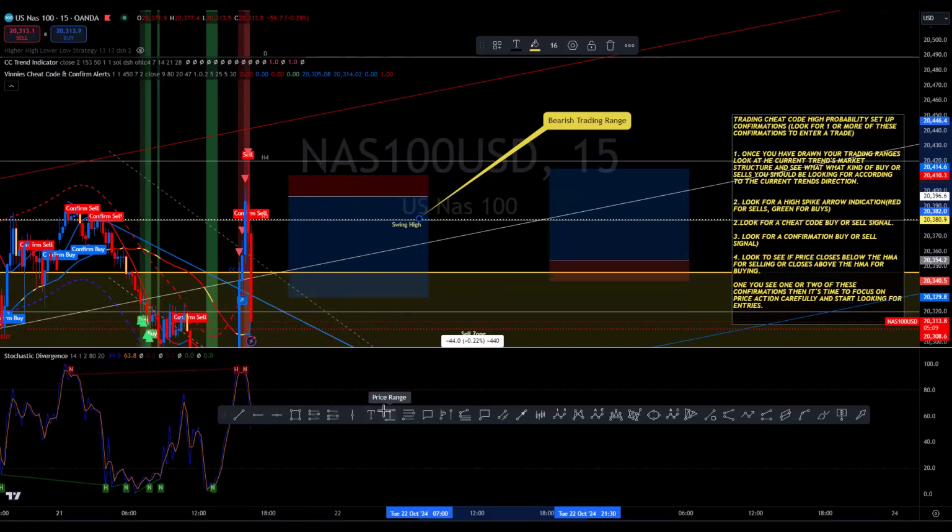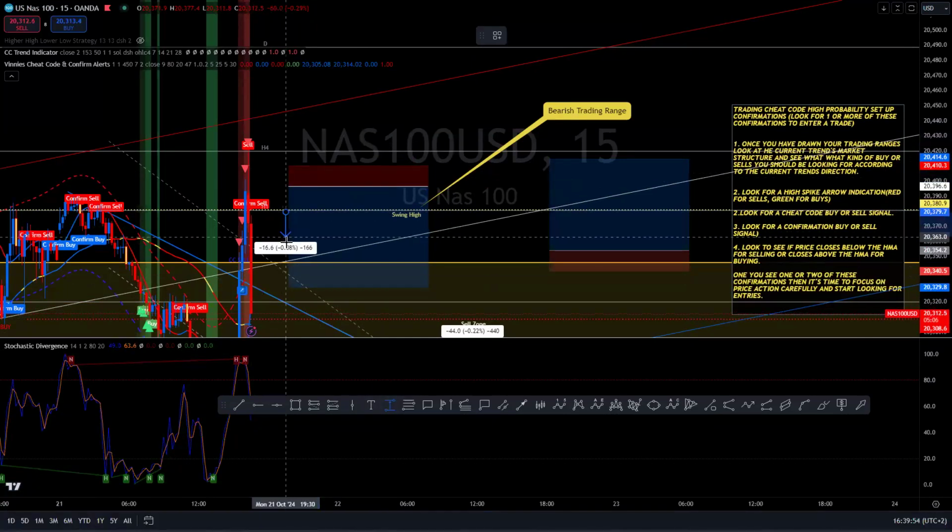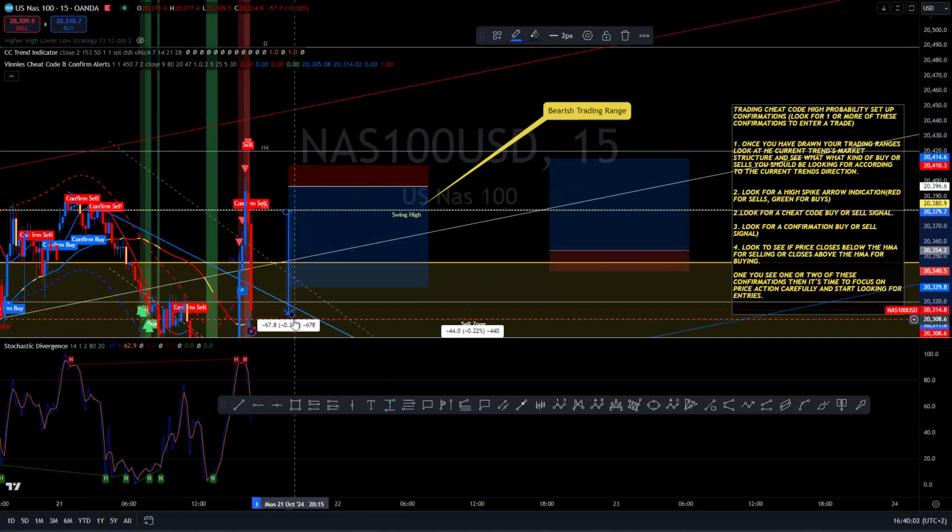So price went, see, we got in here, we got out of here, so we probably made at least 300 points. The price went a total of maybe 700 plus points. So we won this trade.